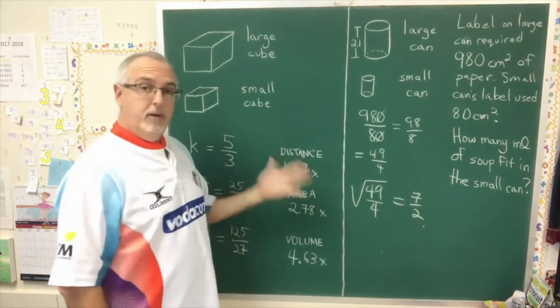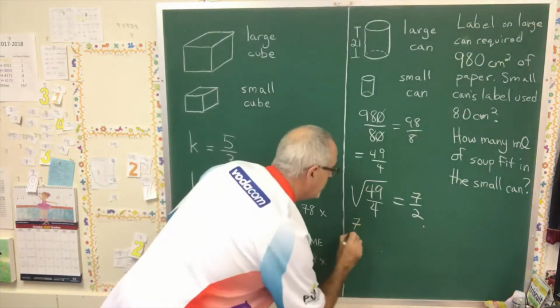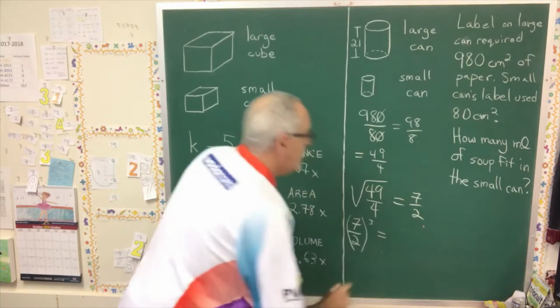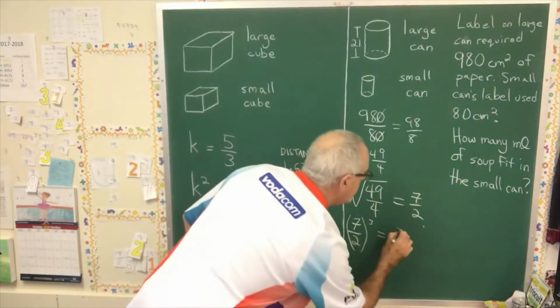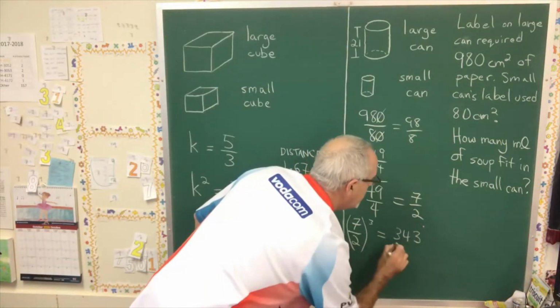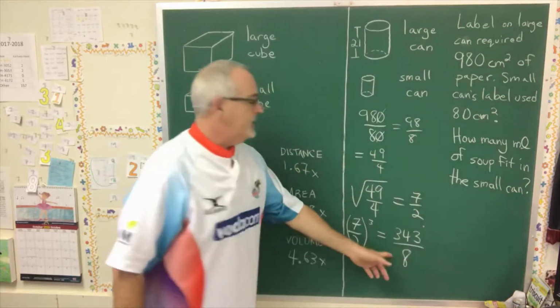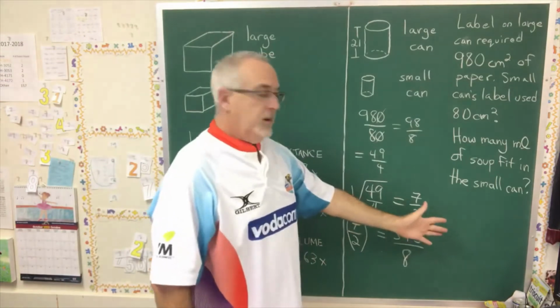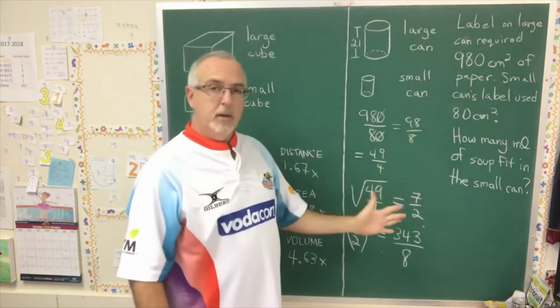And then if I want the volume ratio, I have to cube the 7/2, and that gives me 343 over 8. That's the ratio of the volumes. Now we can go ahead and answer our question. There's more than one way of doing this, actually.